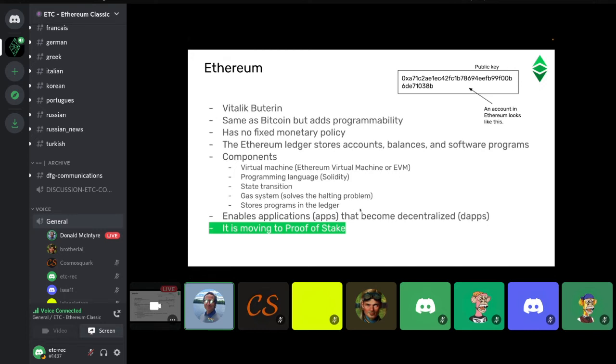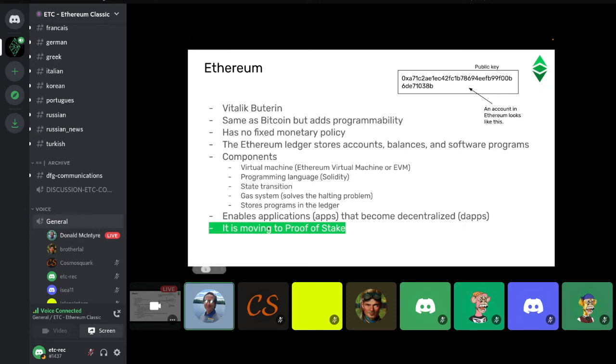And finally, it stores the programs inside the ledger. So it has accounts, balances, and the space to store decentralized programs. What this enables is applications, what we know as apps, that when you send them to Ethereum, become decentralized applications. So we call them dApps.